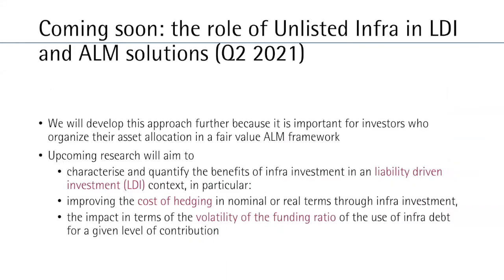This is the last point. We will develop this approach further because it's important for investors who organize their asset allocation in terms of ALM. And the upcoming research that we will aim to produce next will be to characterize and to quantify the benefits of infrastructure investments in an LDI context, in particular how it can improve the cost of hedging in nominal or real terms through infrastructure investment, and how it can have an impact in terms of the volatility of the funding ratio as well.